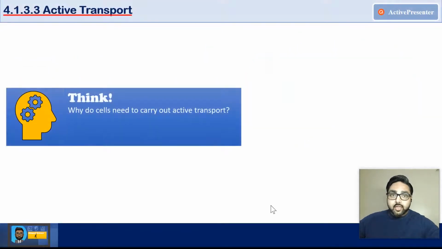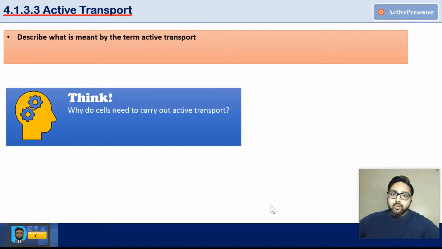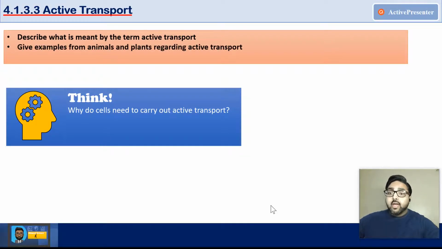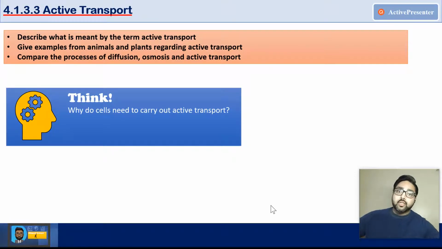Now, in terms of today, what we're going to look at is active transport. So, why do cells need to carry out active transport? If they've got diffusion, if osmosis exists, why does active transport need to exist? And there's a very, very key reason why. What we're going to look at today is describe what is meant by the term active transport, give examples from animal and plant cells regarding active transport, and then finally compare the process of diffusion, osmosis, and active transport. So we're going to summarize it all today in this video.